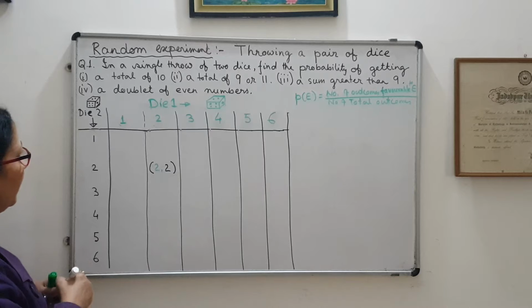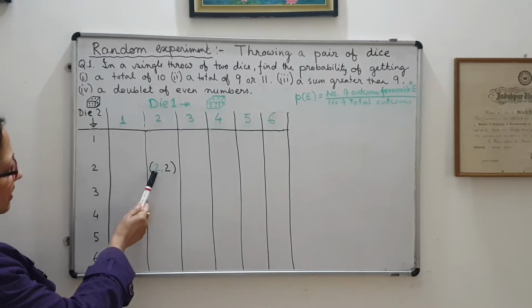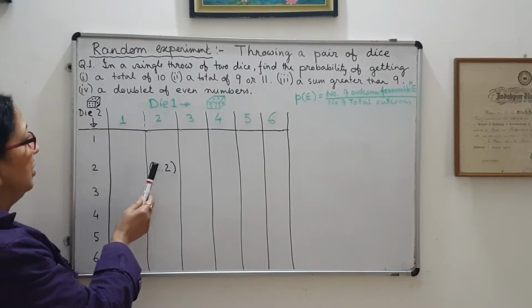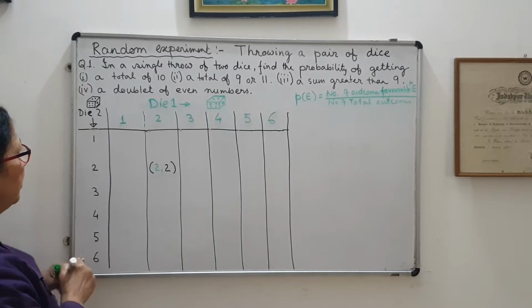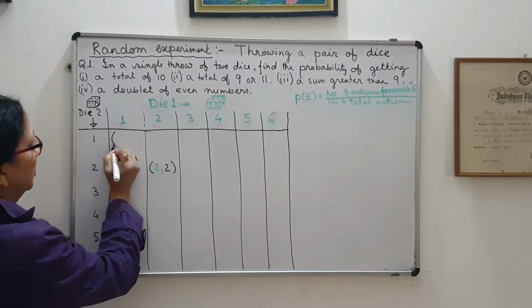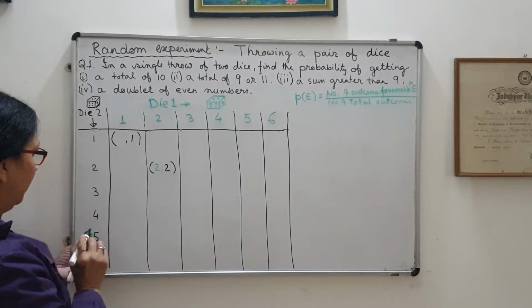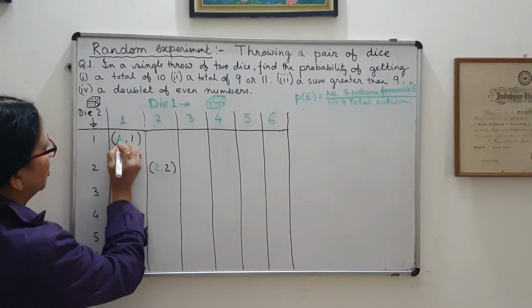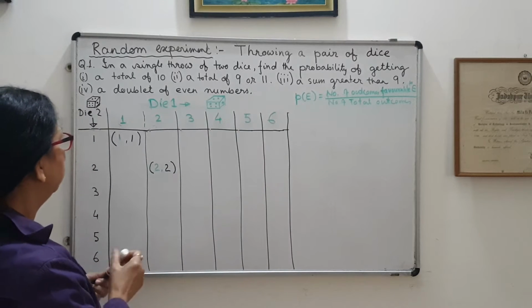As you see, one has already been entered, that is this ordered pair. The green one is of the first die, and the black one is the second die. So this pair is an outcome. Let me now write down all the possible outcomes. Let me first fill up all the second members, that will be easier I think.